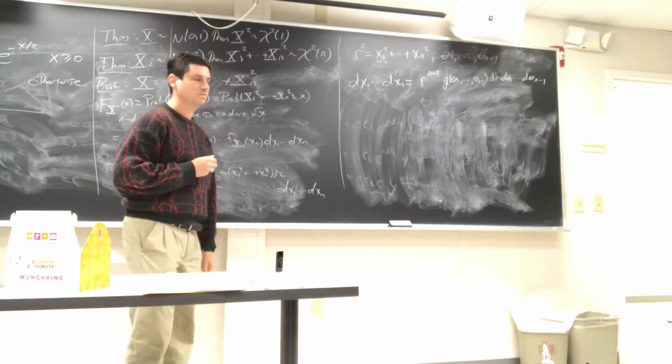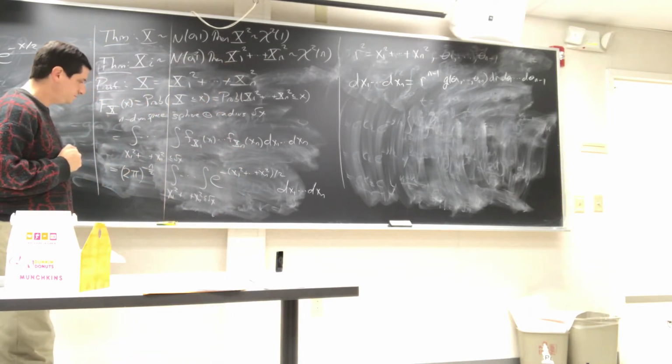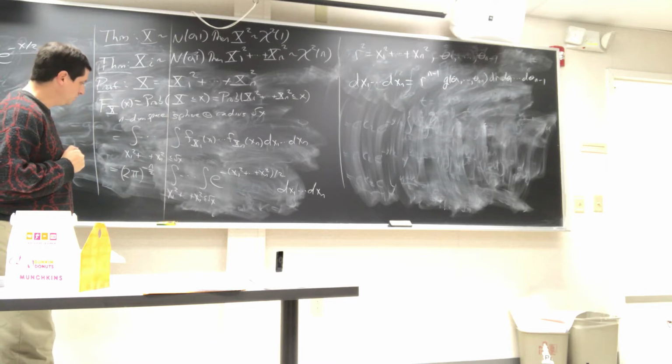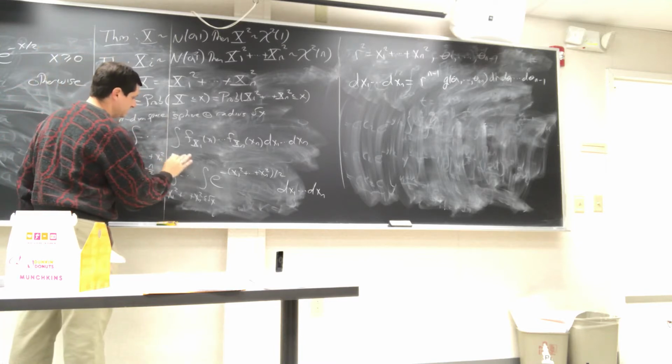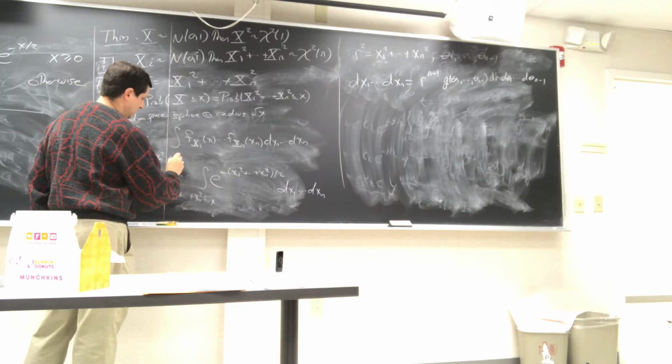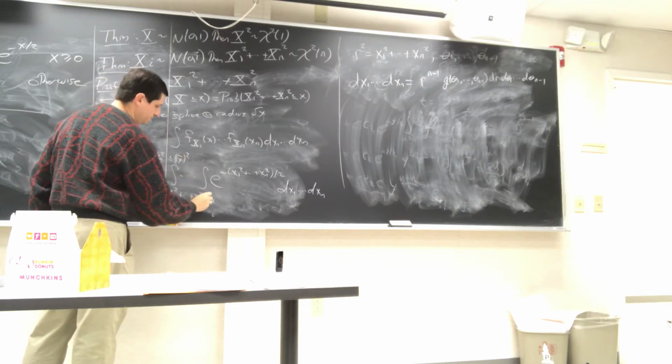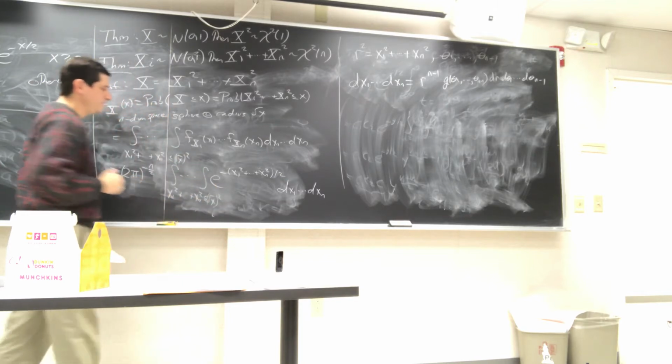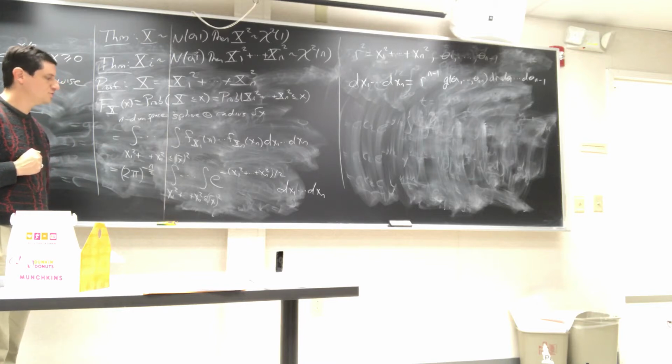Yes? For the integrating constraint, why is it square root of x if it's the sum of squares? Oh, you're right, sorry. That should be x, thank you. Or square root of x squared, to just really remind myself that it's a circle of radius square root of x.